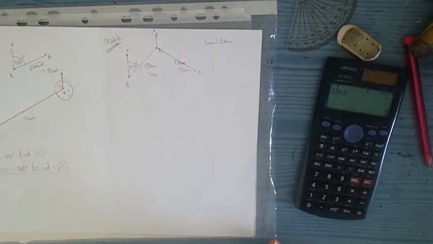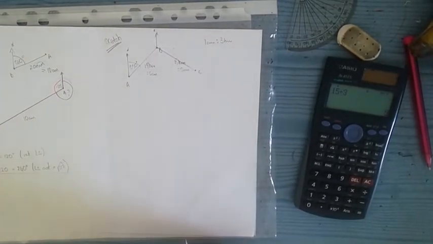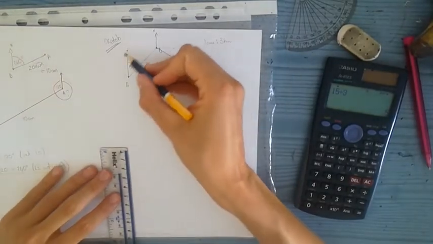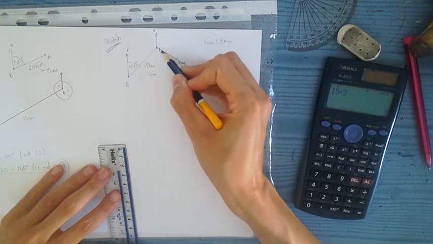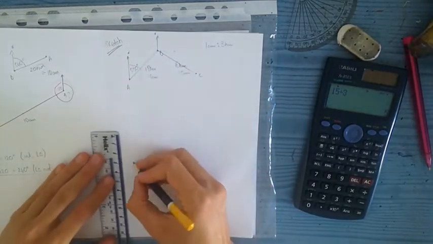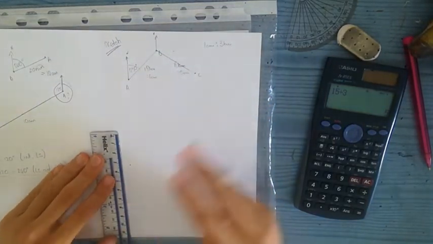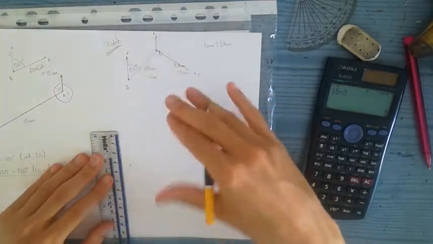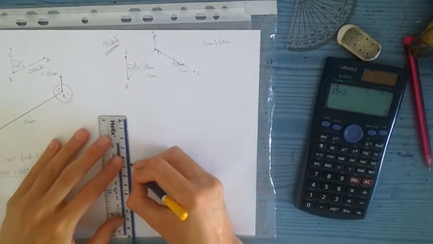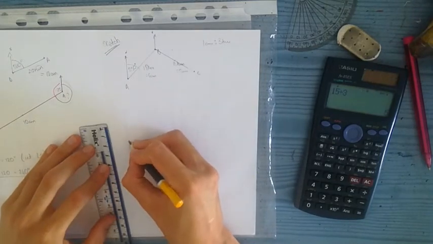Good. And now let's start drawing it accurately. Let me start from point A. Now I need a bit of space to draw point B, so I'm going to start my point A from here. So this is another reason why it's really good to draw the sketch.